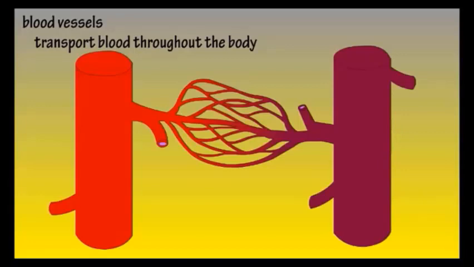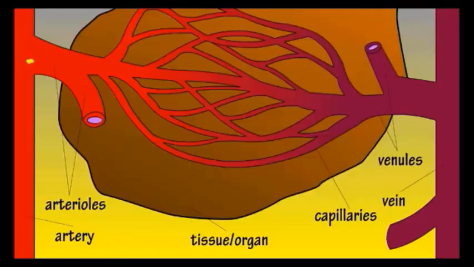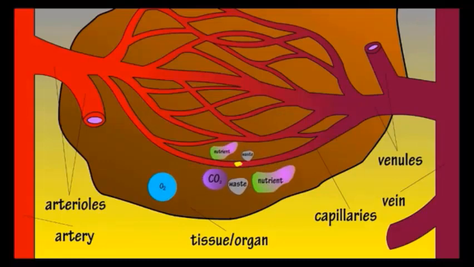Blood vessels consist of arteries, arterioles, capillaries, venules, and veins. How they work. Arteries carry oxygen-rich blood away from the heart and eventually merge into smaller vessels called arterioles. The arterioles connect to capillaries, where oxygen and other nutrients pass from the blood into tissues and organs. The tissues pass carbon dioxide and other waste products into the blood here as well. This deoxygenated blood then flows from the capillaries to venules. The venules then merge into veins, which carry the blood back to the heart. And that's blood vessels.